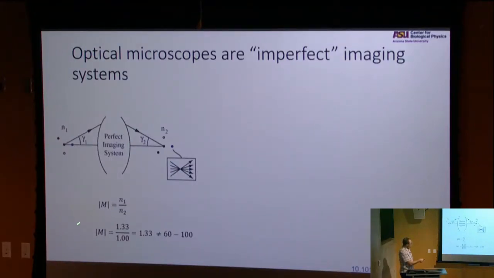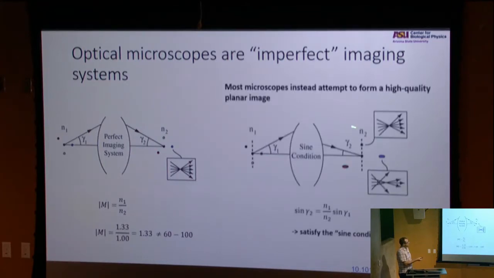The typical magnification we work at is 60 to 100 times. The refractive index ratio here, for water, would suggest a magnification of about 1.3, but we actually have 60 to 100. So we don't have perfect 3D imaging. Instead, most fluorescence microscopes attempt to form a high-quality planar image where the sine condition is satisfied, which is to say there is a plane where the light is put back together correctly. This is known as the sine condition. If you grab a microscope from Olympus or Zeiss, or one we normally build in our lab, this is where you would put the camera and you would get a high-quality image in that plane.